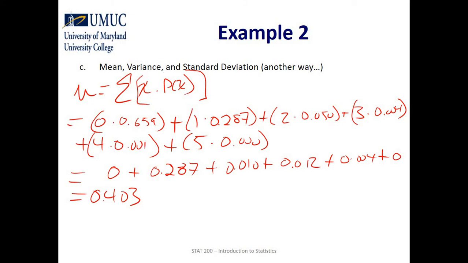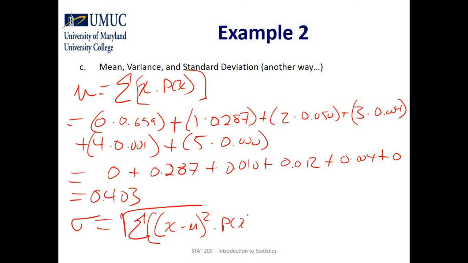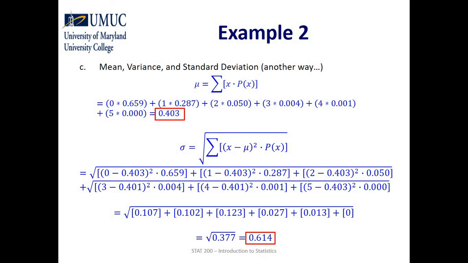We would also need to do the same thing for sigma, sigma being the square root of the sum, that's not a summation sign, the summation of x minus mu, that term squared, times the probability of x. Okay, well this is a really, really long equation. I'm just going to show it to you. You're more than welcome to write it down. But remember, we did the exact same thing in Excel. So this is what it looks like.